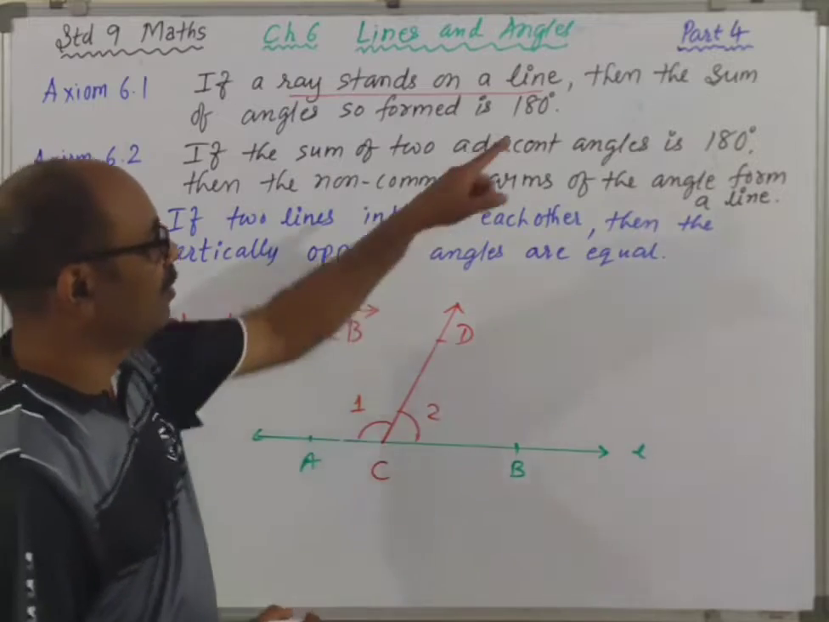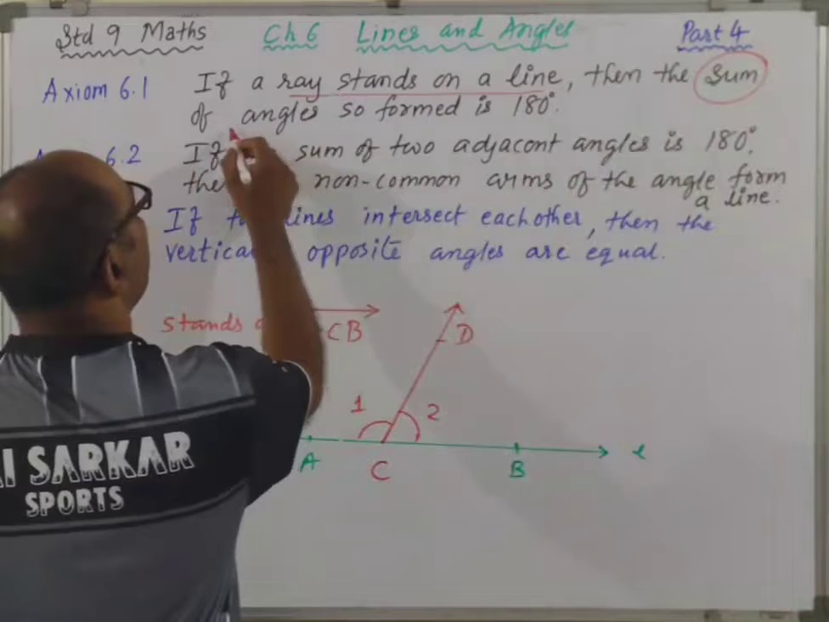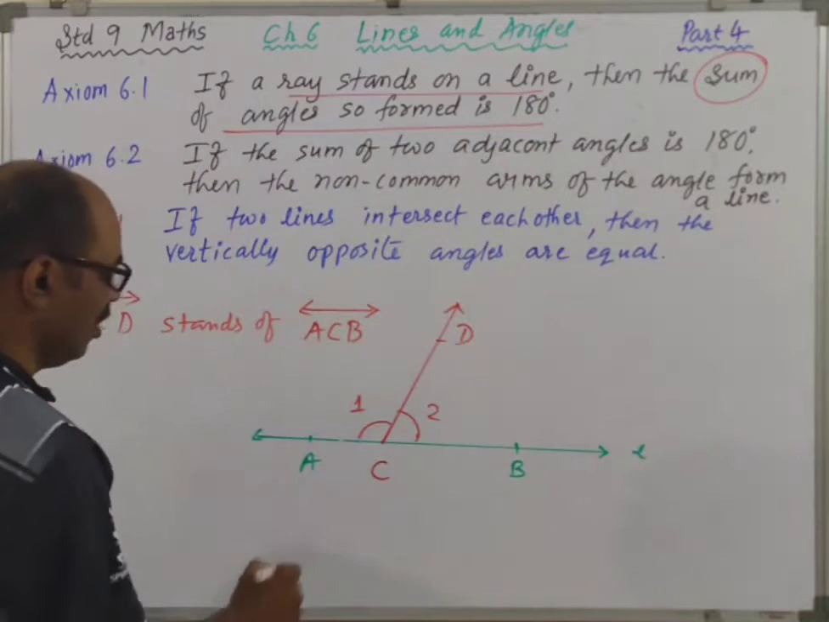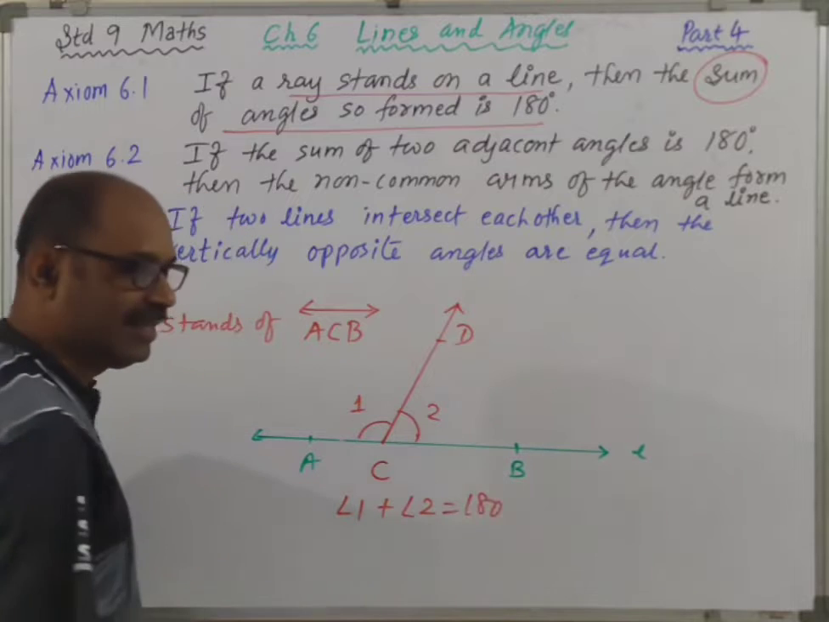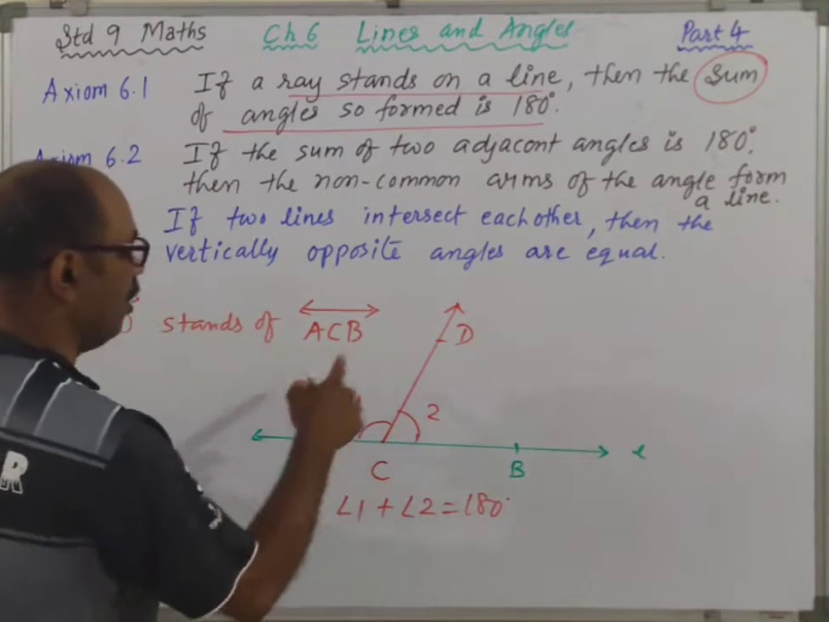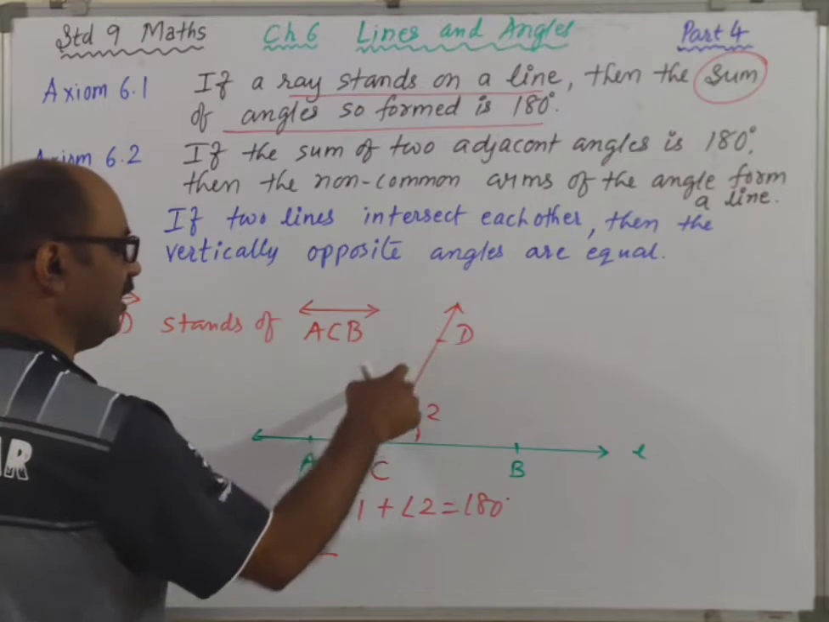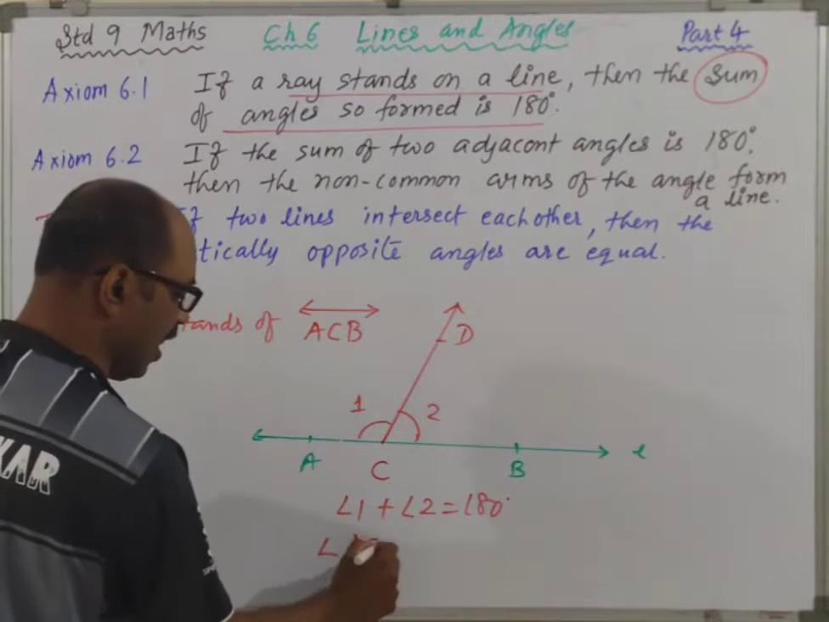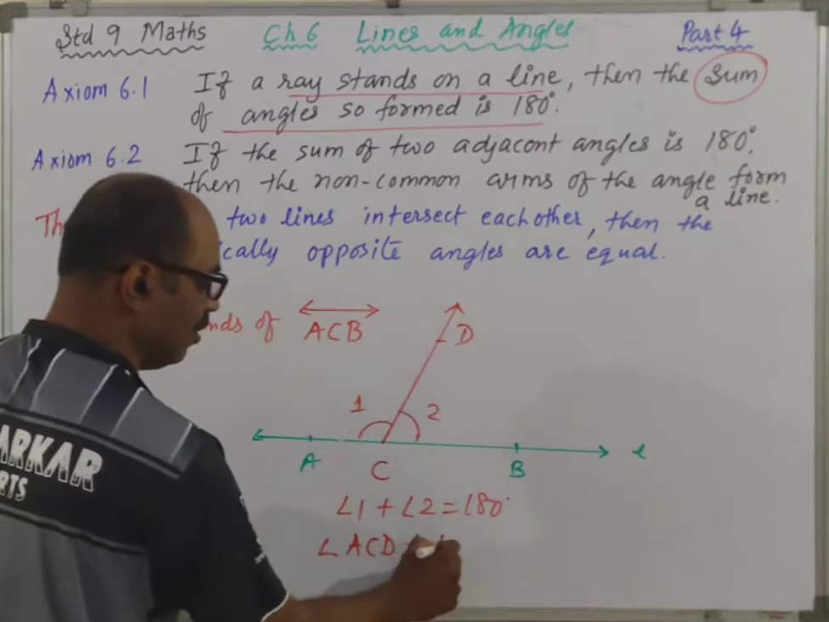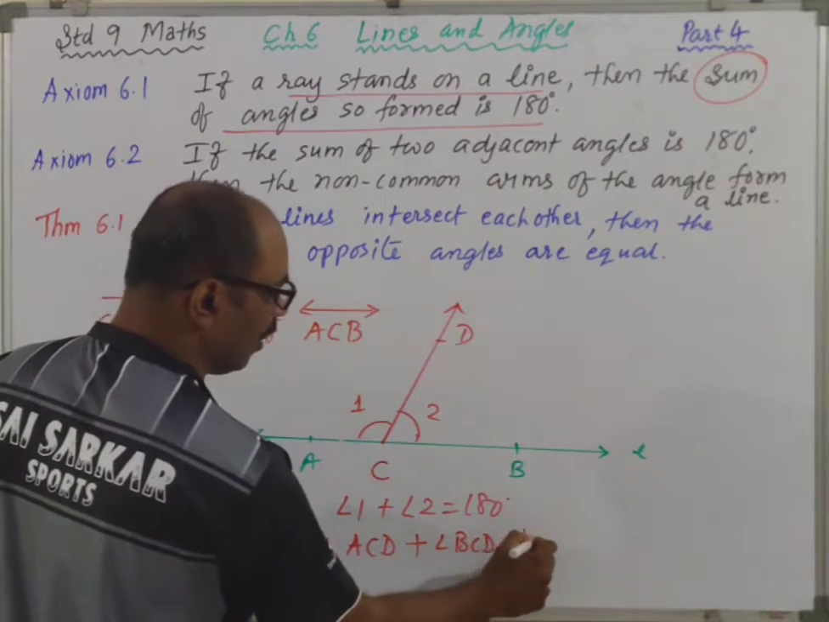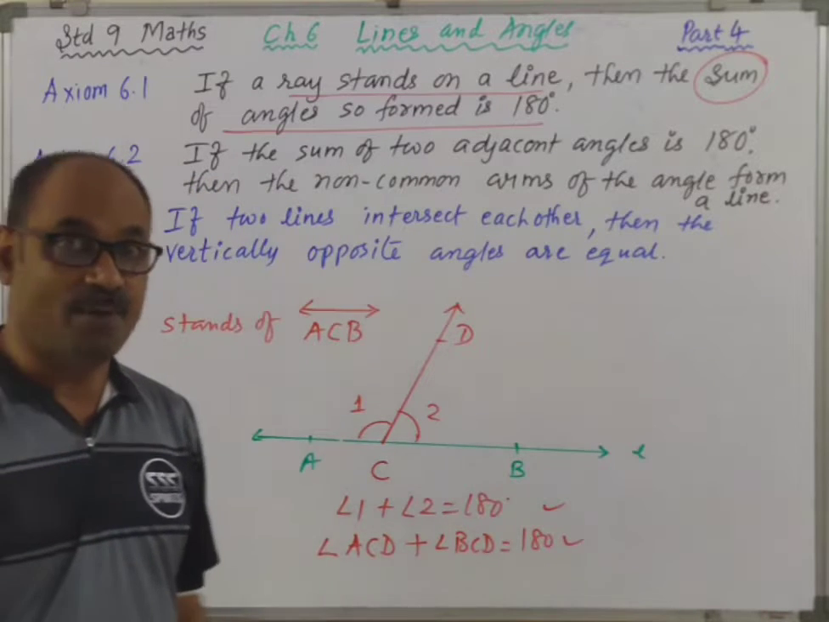Yes. So ray stands on line, 2 angles are formed. They say that the total measure of the angles so formed is 180. So I can say angle 1 plus angle 2 is equal to 180 degree. Or if you want to name it, angle ACD, plus angle BCD is equal to 180. This is the statement of axiom 6.1.